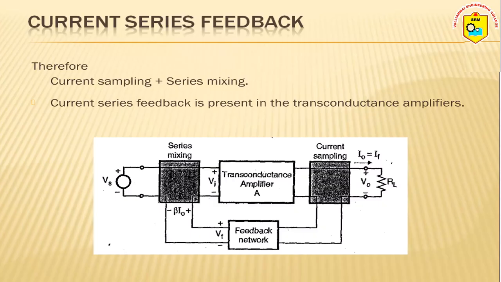As I said, in sampling type there are two types, current and voltage. Here current sampling implies a series connection, so you have a series connection here. This type of current series feedback amplifier is also called a transconductance amplifier.